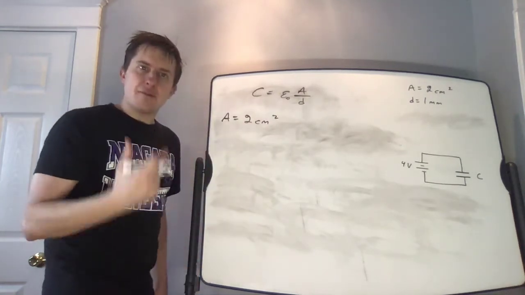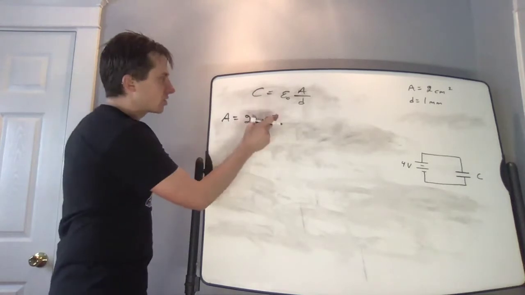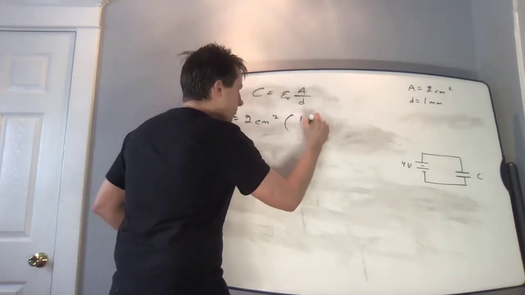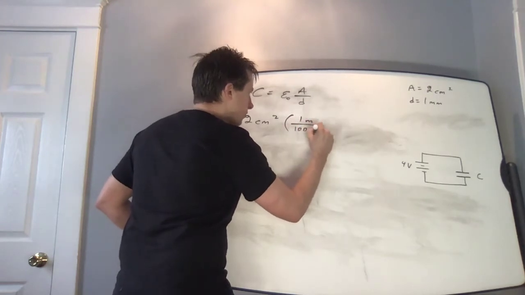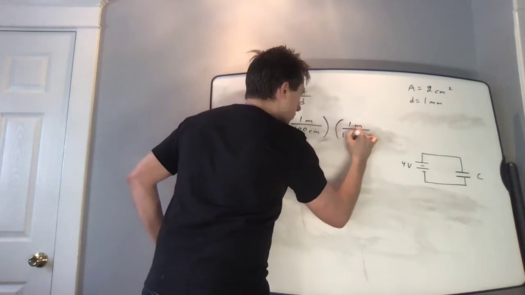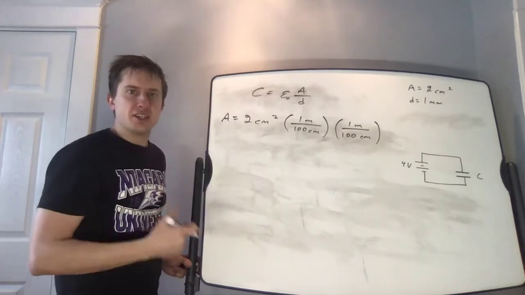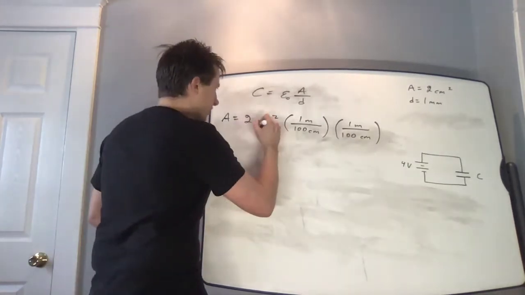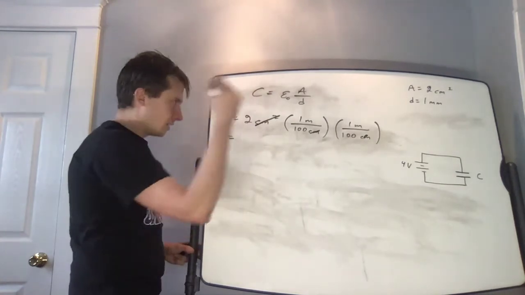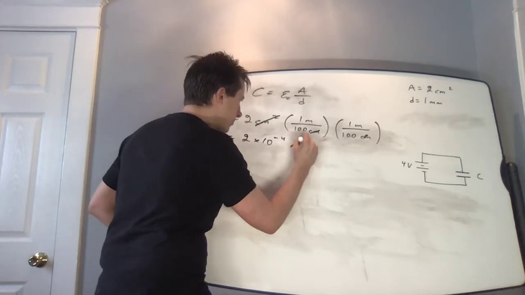But because I have two instances of my unit centimeters, I need to cancel both of these instances. So I would multiply the area by 1 meter over 100 centimeters and multiply it again by 1 meter over 100 centimeters. And now both of these centimeters in the denominator will cancel with the centimeters squared here. So I find the surface area of the capacitor plates is 2 times 10 to the negative 4 square meters.